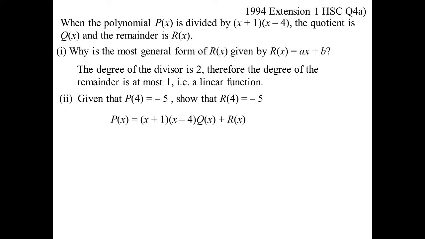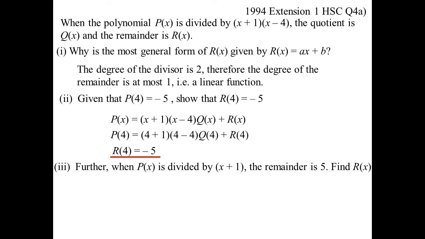We'll put down the algorithm. Divisor times quotient plus remainder. Now, we're going to substitute in the number 4. So polynomial 4, the 4 minus 4 will go away, and we'll end up with remainder 4. They told us polynomial 4 is negative 5. So we've got the polynomial 4 ends up being remainder 4, so remainder 4 is negative 5. Further, when our polynomial is divided by x plus 1, the remainder is 5. So we know remainder 4 is negative 5. So 4a plus b is negative 5.